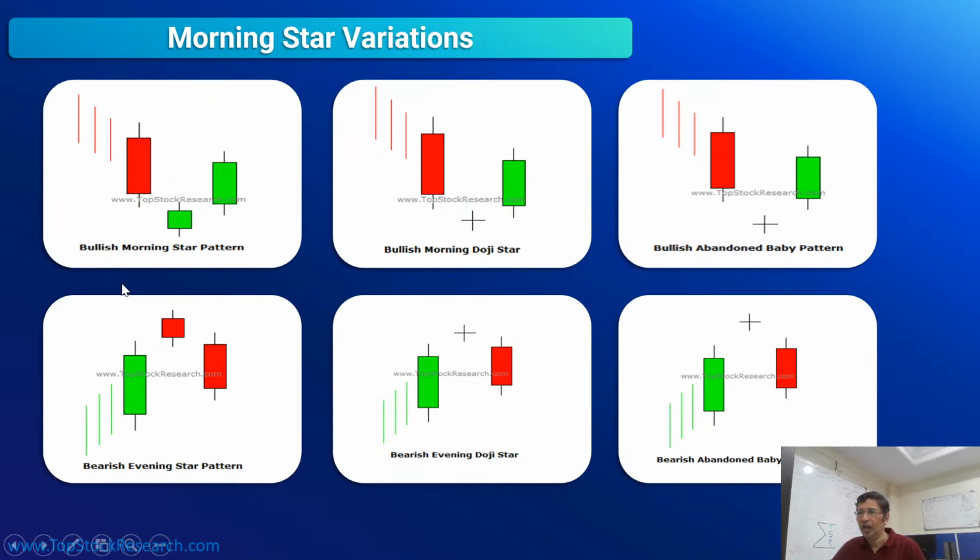Morning star, evening star, whether it is a small candle or whether it's a doji, whether there's a small gap, long gap, whether wicks are overlapping. What is important is this pattern to be formed and where it is formed, uptrend or downtrend. Very, very powerful and very reliable pattern, right?